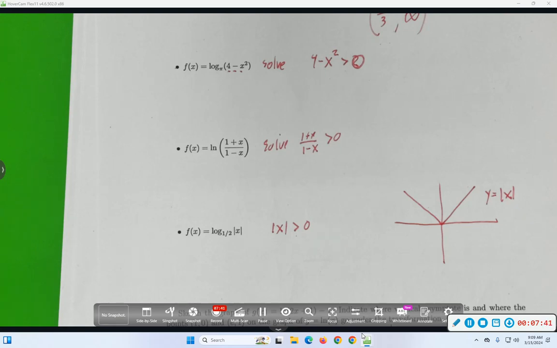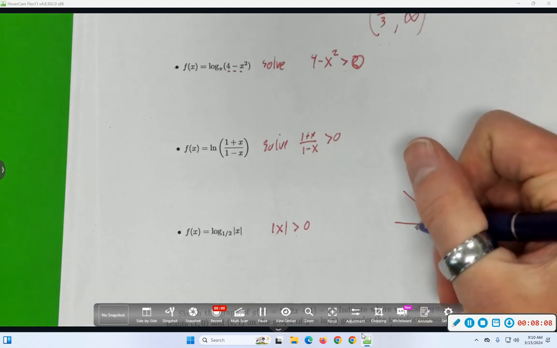Well, let's just go through and check. Which x values result in absolute value of x being positive? So x is like -3. What's the absolute value of -3? 3. Is that positive? Yeah. So that's included.